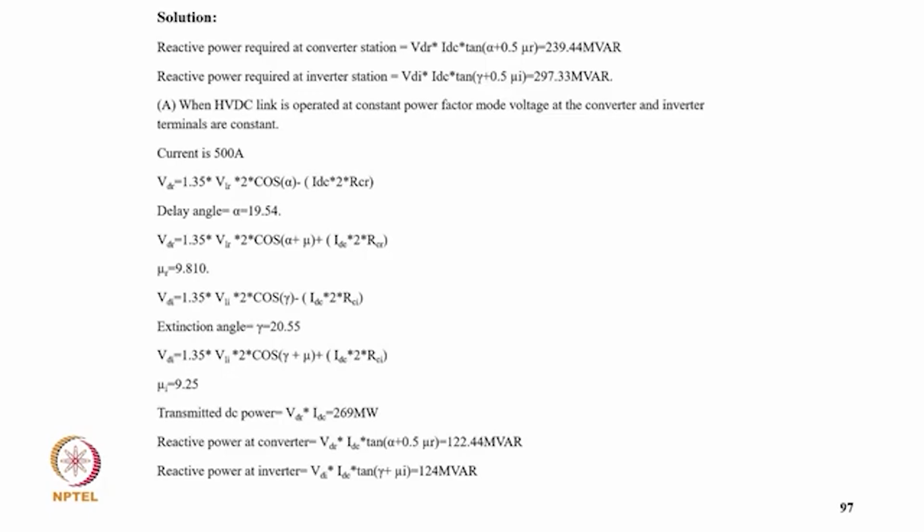2 RCR, so extinction angle is 22.55 degree, and VDI equal to 1.35 VLI into 2 cos gamma plus mu plus IDC into 2 into RCI, so that mu I equal to 9.25 degree, and transmitted power VDR IDC is 269 megawatt, and reactive power at converter is VDR into IDC into tan alpha plus 0.5 mu r, that is 122.44 MVAR. Reactive power at inverter VDI into IDC into tan gamma plus mu I, that is 124 MVAR.